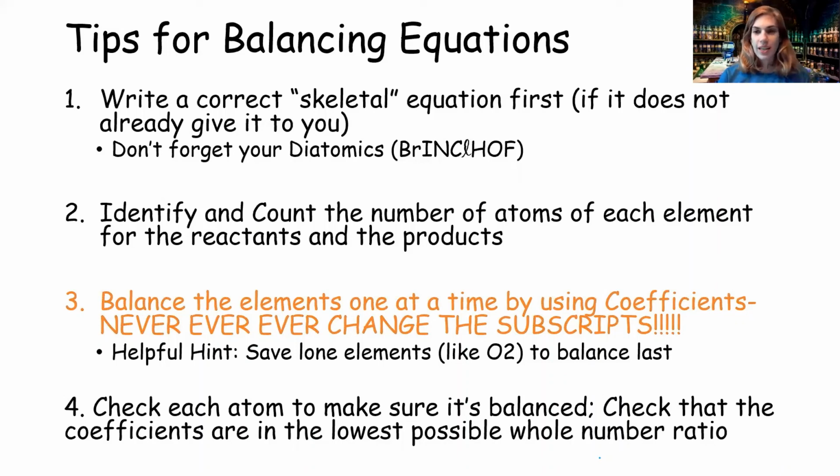And a helpful hint, if you have lone elements like O2 or like silver, for instance, this should be a 2 subscript, by the way, not a big 2, but if you have lone elements by themselves, save those to balance last, because those will be easy to figure out at the end. And then very last part, double check to make sure it's balanced, and then check that it's the lowest possible whole number ratio.